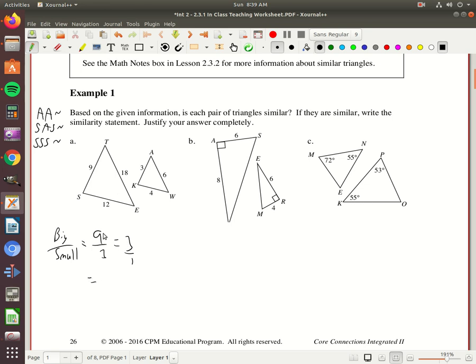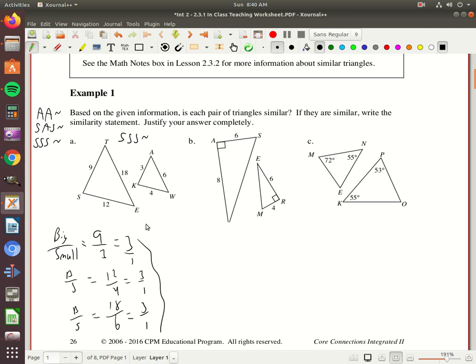If I go to the middle, I'm going to get 12 divided by 4, right? Because I have big over small here. That gives me 3 over 1. And then finally, the last one, the big side, 18 over 6, again, had better be 3 over 1, and it is. So there we go. So I can say for sure that these are similar because of side, side, side similarity.